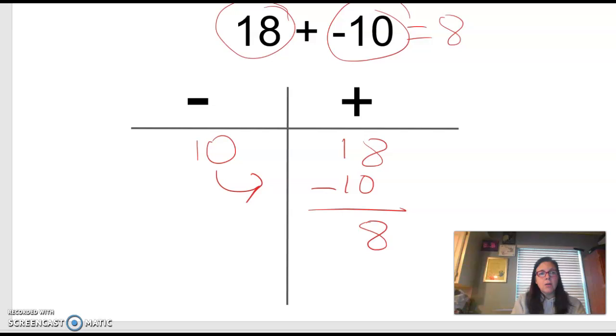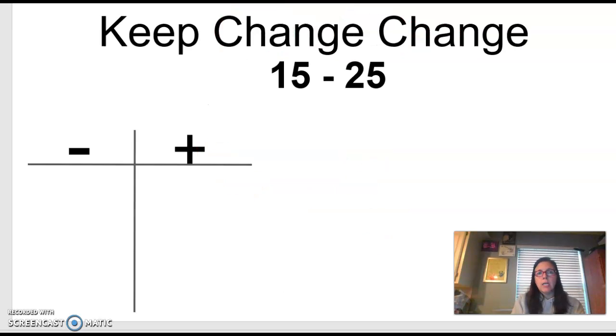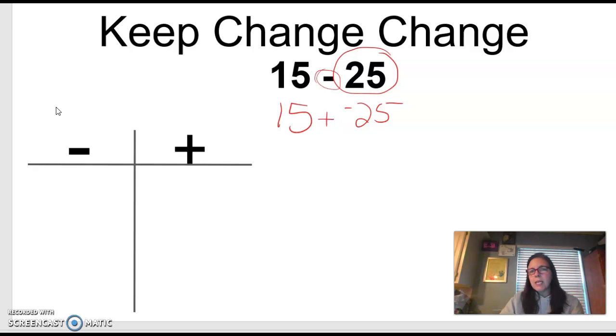Now I'm going to skip down to subtracting, which is where things normally fall apart a little bit. But remember, only on subtraction do we keep, change. All right, so we're going to make this into an addition problem. We're going to keep our first number the same. We're going to change this to an addition and this +25 to a -25. So remember, minusing something is the same as adding a negative. This is the exact same thing. Now we do it like we did the other day when we were just adding. We have 15 positives, 25 negatives. We're going to swing it over and subtract.